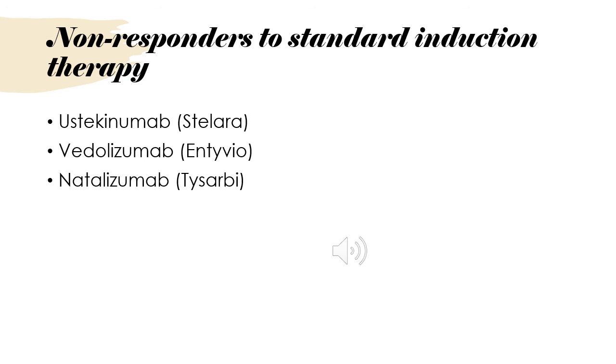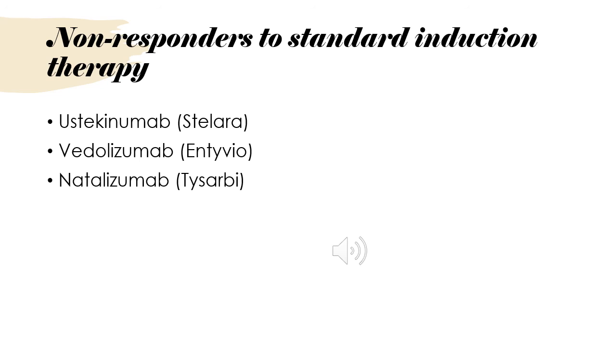Entyvio is a humanized anti-alpha 4 beta 7 integrin monoclonal antibody. Whew. Surprised I remember that at this point. The induction dose is about 300 milligrams IV at weeks 0, 2, and 6, and then for maintenance it's like every 8 weeks thereafter. So it's similar to the anti-TNF agents, where you're building up from an induction dose to a maintenance dose. And again, these are infusions.